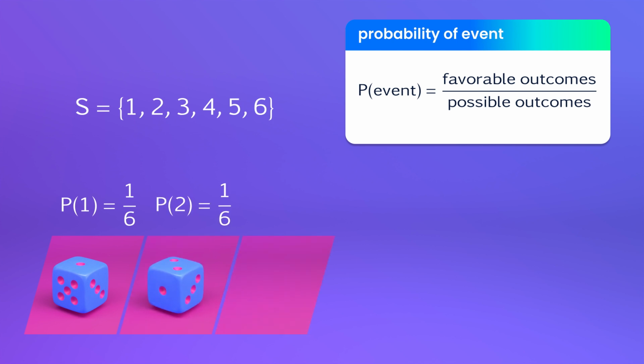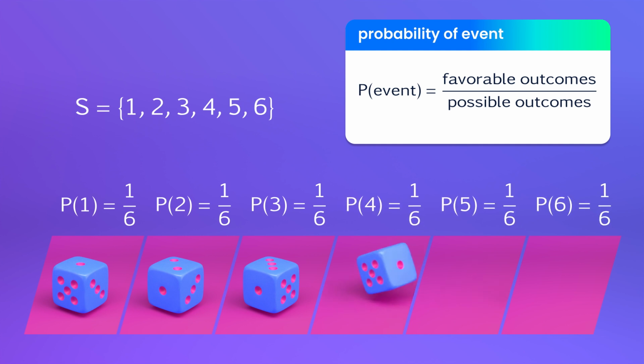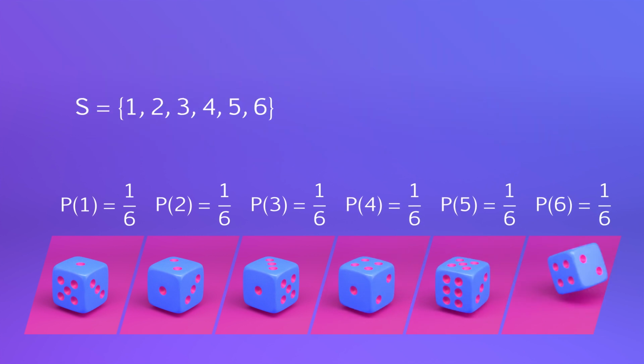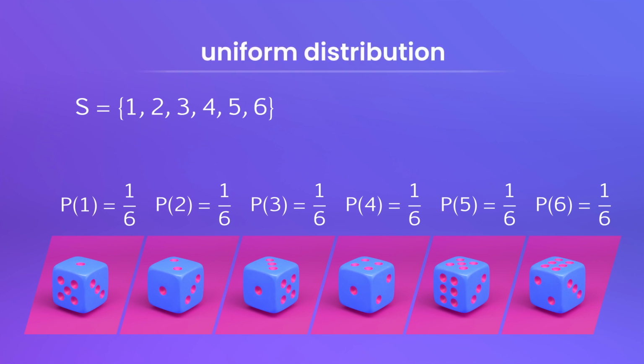Similarly, the probability of rolling a 2 is also 1/6. Same for rolling a 3, 1/6. In fact, the probability for any of the values, 1 through 6, is equal to 1 over 6. All possible outcomes have the same probability of happening. So, this is a uniform distribution.